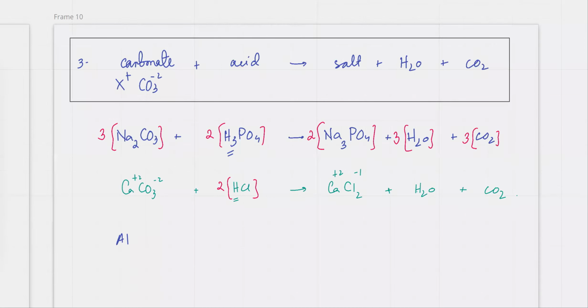Aluminium carbonate with nitric acid. So aluminium group 3, that's +3, carbonate is -2, so it's going to be Al2, and CO3 would be thrice. Plus reacted with nitric acid. The salt would be produced, get rid of the H and put aluminium in its place. So it's going to be Al and NO3. Al is +3, NO3 is -1, so it's going to be Al, NO3 thrice, plus water, plus carbon dioxide.